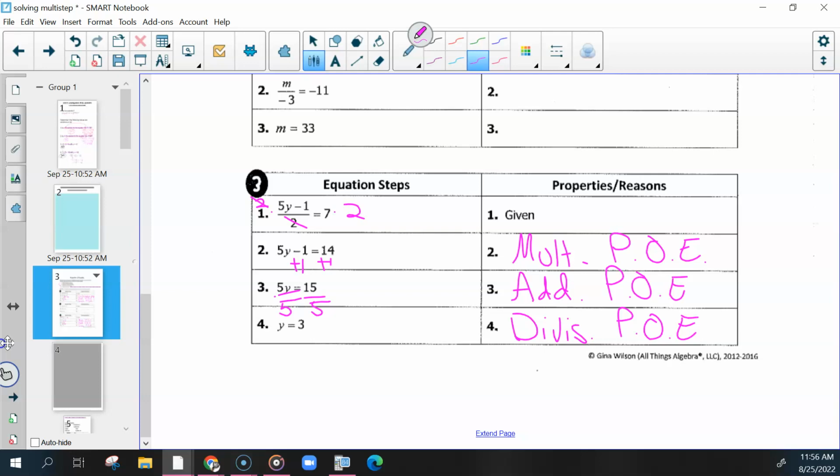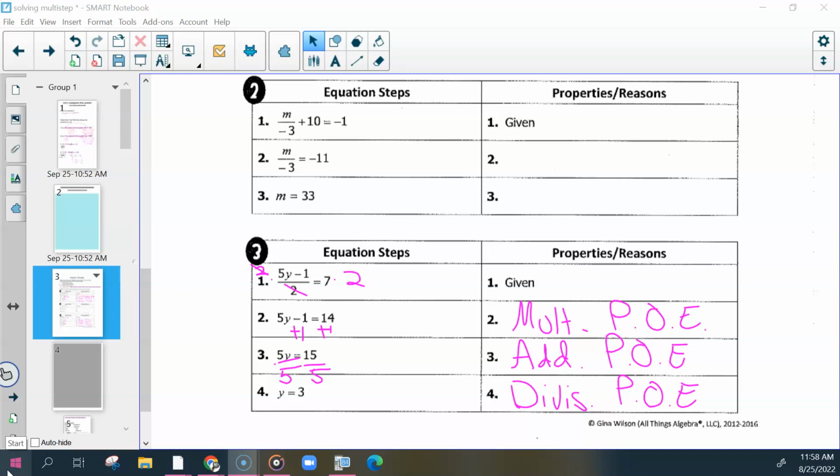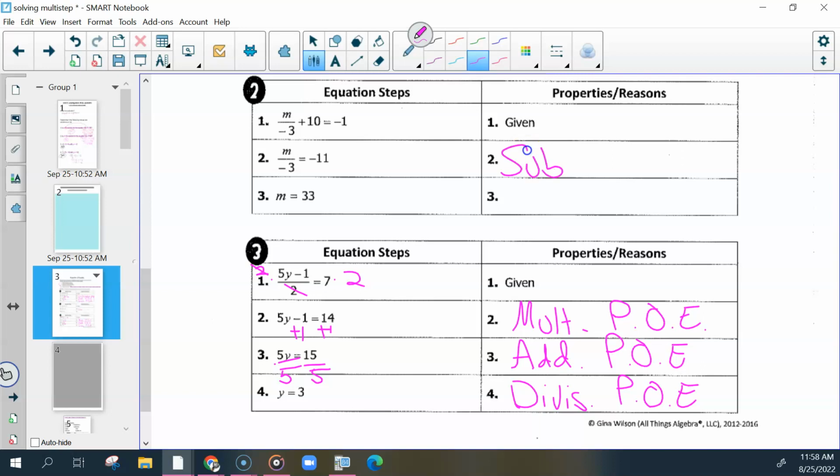I want you to just take a minute, maybe a little longer, and do this second one. Alright, I'm going to put the answers up here, and then we'll talk about if you agree or not, and what you may have had. So this one should be subtraction property of equality. And then our last one should be multiplication property of equality.